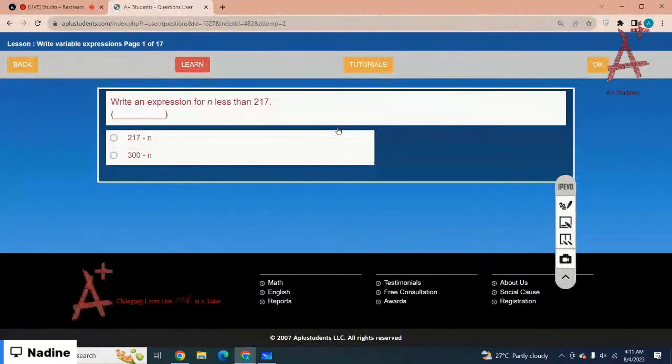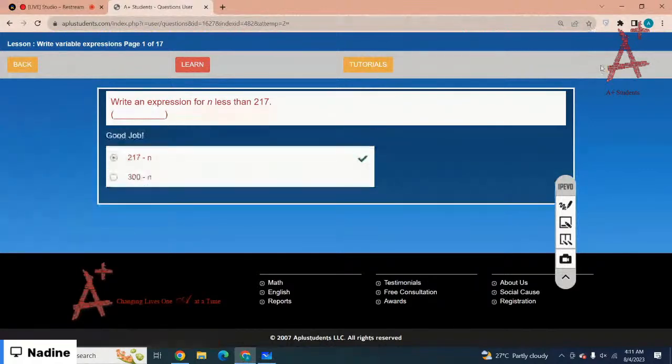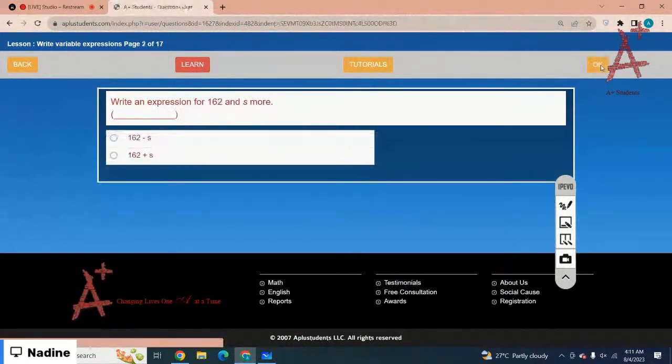Write an expression for n less than 217. That means n is less than 217, right? That means you have to subtract n. So it will be 217 minus n. Option number 1 is the correct option. If you already know the answers, you can please write down the answers in the chat box.